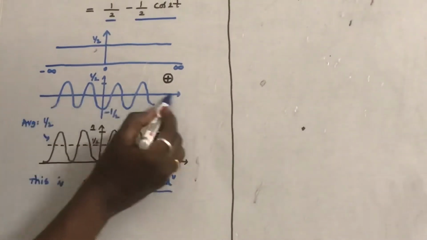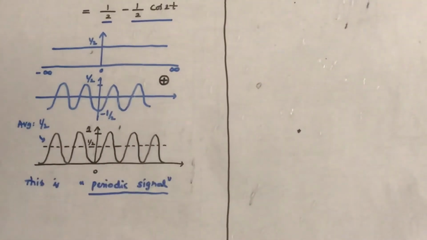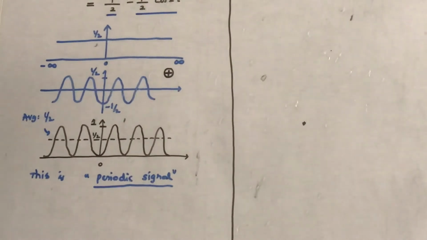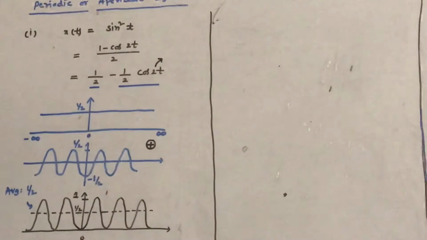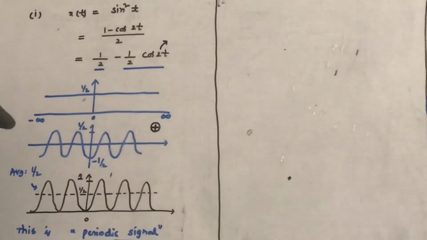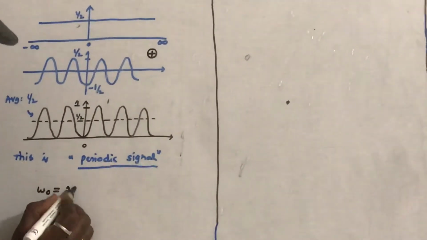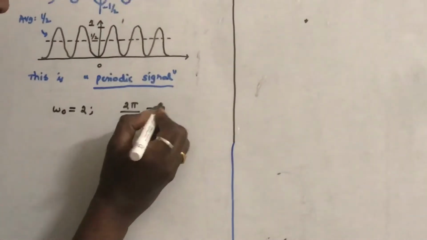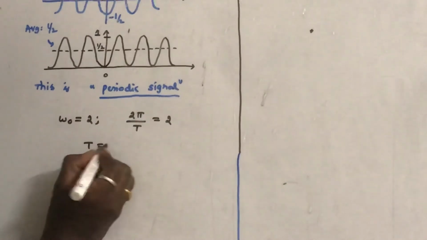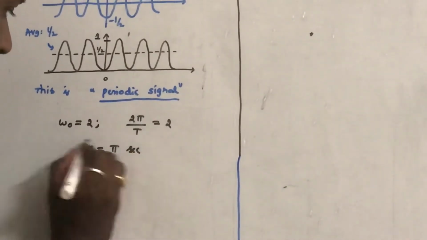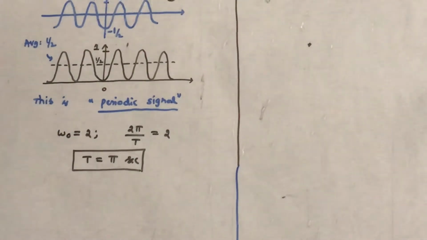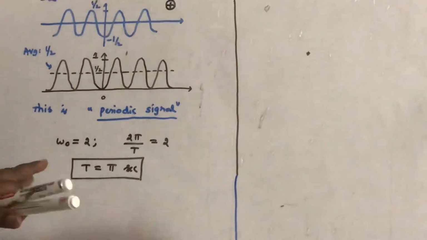For the cos signal the average value is 0. For this signal the average value is 1 by 2. So let us find out the period. For finding the period, we take the value of omega 0, which is equal to 2. 2 pi by capital T is equal to 2. So 2 gets cancelled out, and you get T is equal to pi seconds. So this is the time period of this waveform.